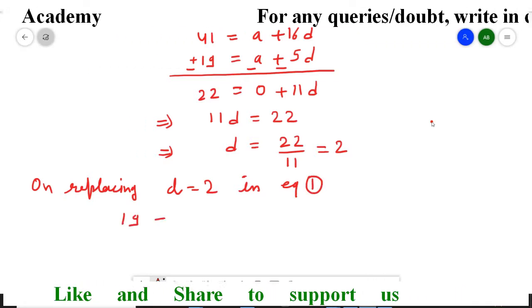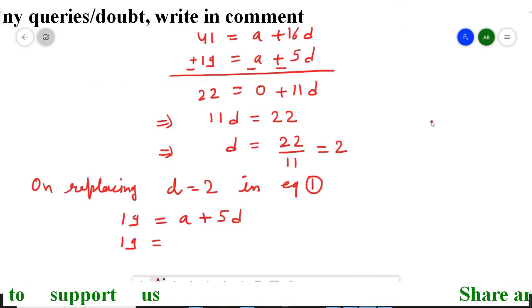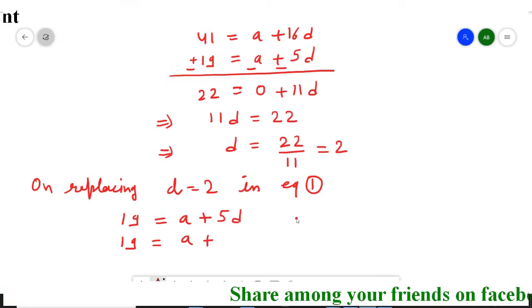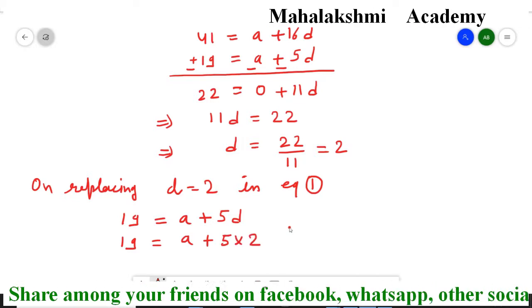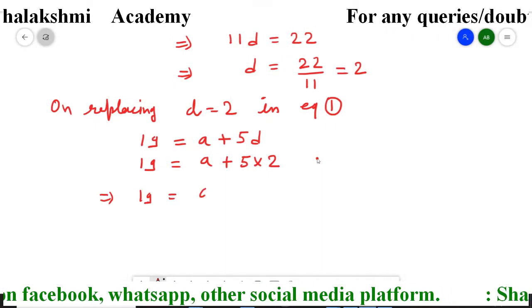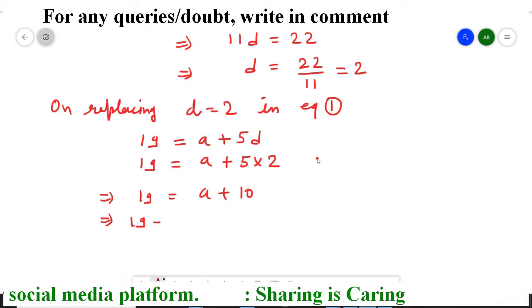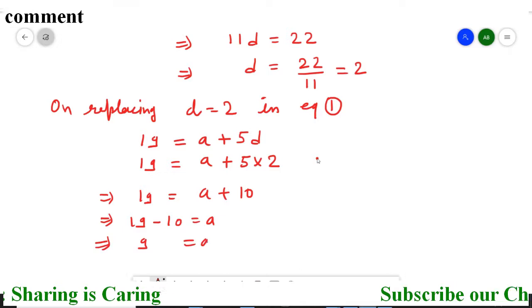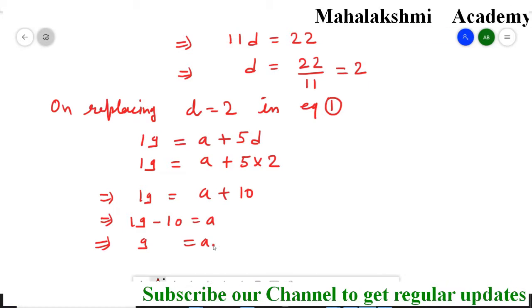So what is the first equation? 19 is equal to a plus 5d. Now instead of d we will replace 2. There is no symbol in between them, so they are in multiplication. 5 multiplied by d's value 2, that gives 19 is equal to a plus 10. Now this 10 you shift to the other side, so the sign will change, and that gives the value of a. So we obtained d is 2 and a is 9.